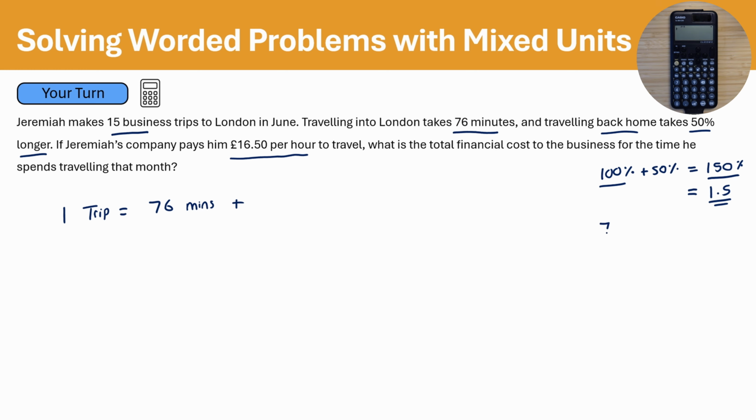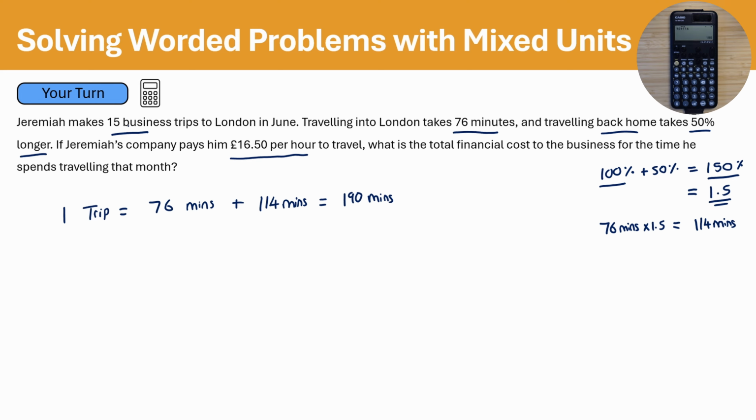So if I take my 76 minutes on the way there and I multiply it by 1.5, this increases it by 50%, and that will give me the time it takes him to travel home. So we'll go 76 multiplied by 1.5, and that gives us an answer of 114 minutes on the way home. So one trip is the time it takes him to get there, that's 76 minutes, add on 114 minutes on the way home. And go ahead and add those two together, 76 add 114, gives us 190 minutes for one trip.